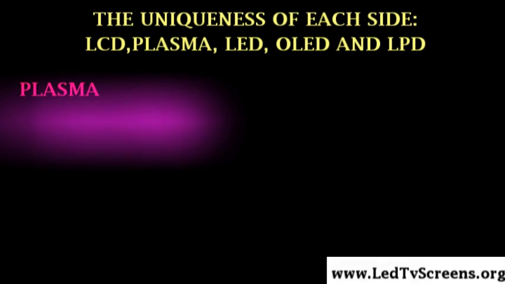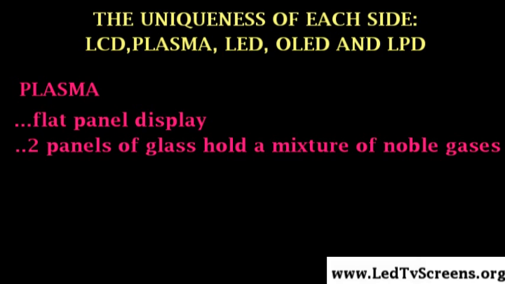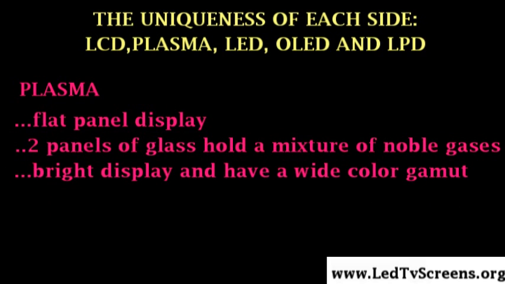Plasma. Plasma TVs have flat panel display. Several minute cells between two panels of glass hold a mixture of noble gases. The gas contained by the cell is electrically turned into plasma, which emits ultraviolet light, which then excites phosphorus to emit noticeable light. Displays from plasma screens are bright and have a wider color gamut, or a subset or complete set of colors found within an image in a given circumstance.